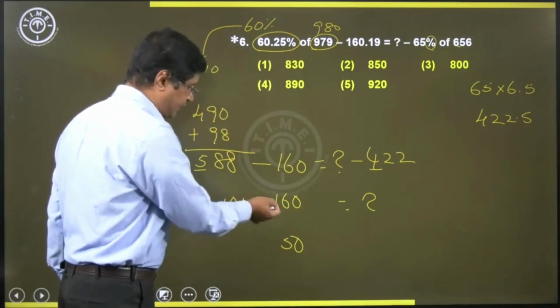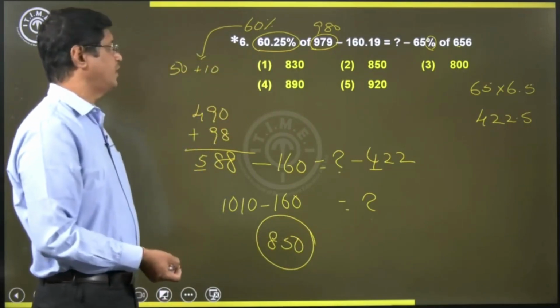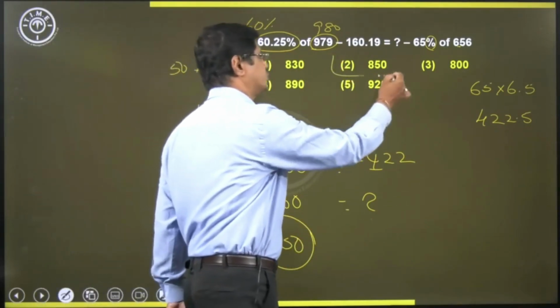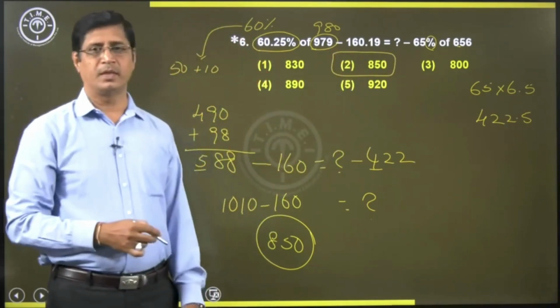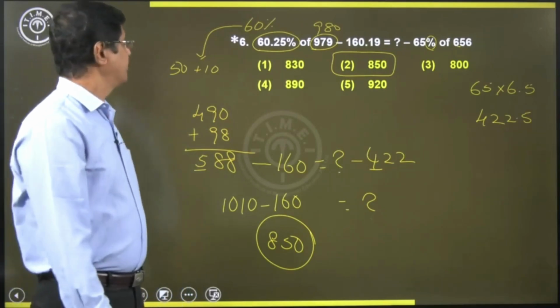Then here 9 minus 1, that is 8. The result is 850. 850, option choice 2. Second choice is the right answer. Now next example.